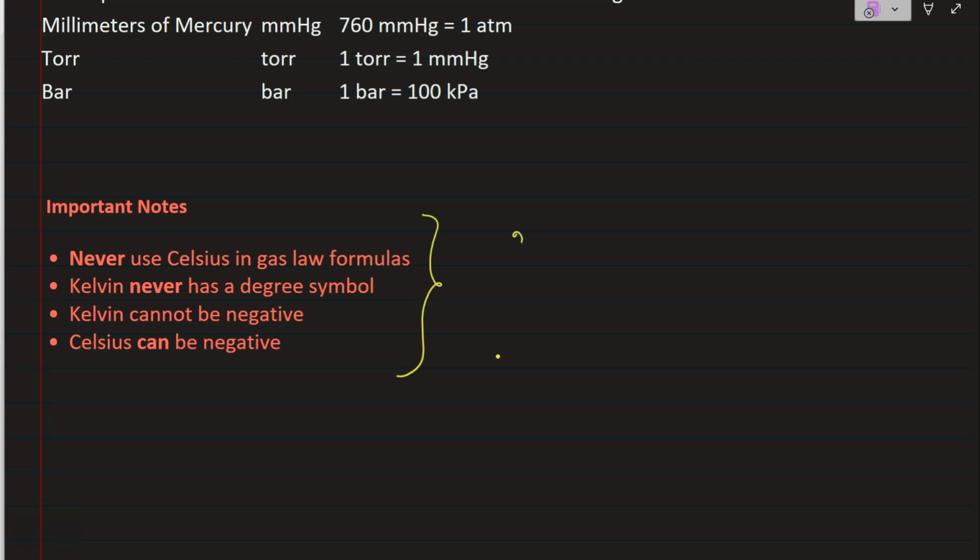So you can have 25 degrees Celsius, which is 298 Kelvin, K. That's all it is. There's no degree symbol on top. And Kelvin cannot be negative. Kelvin can never be a negative value, but Celsius can be, obviously. If you're in Canada, you get negative temperatures below 0, but in Kelvin, you do not.